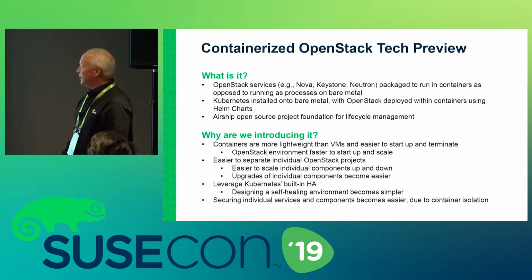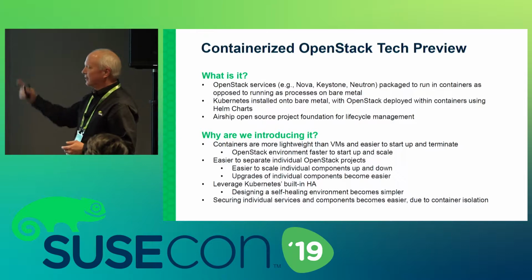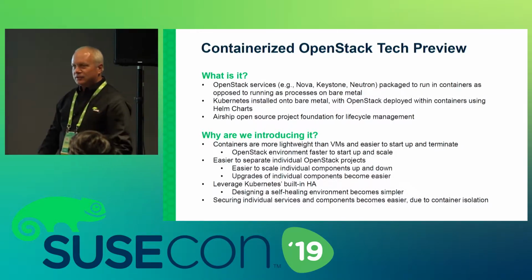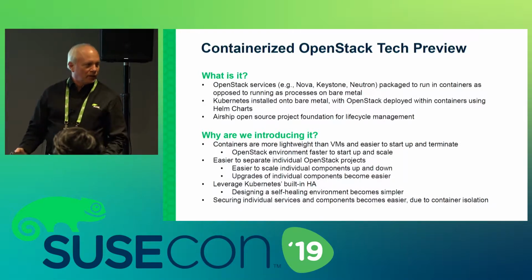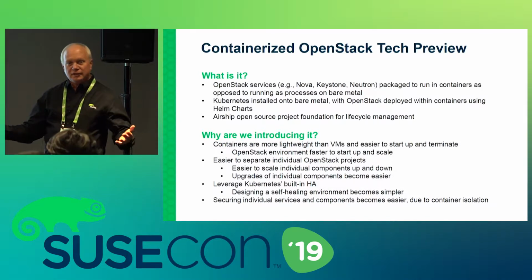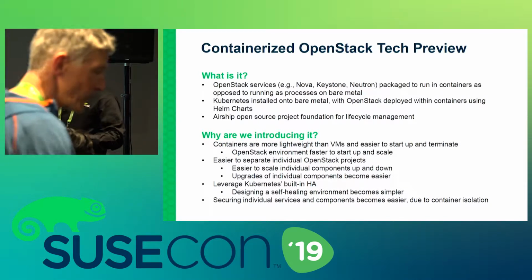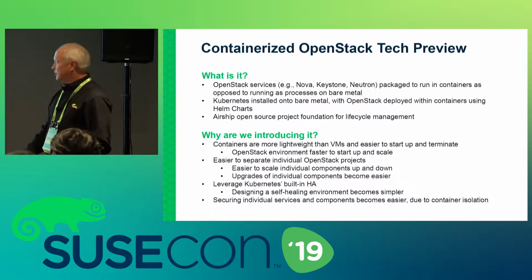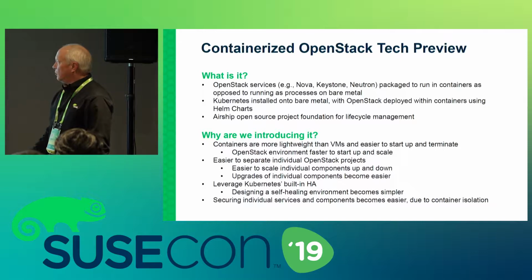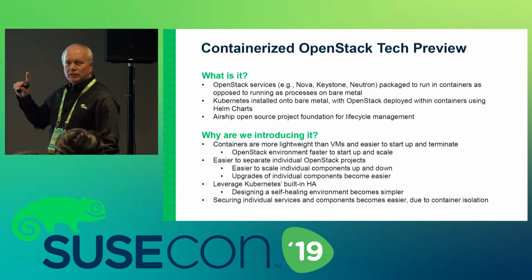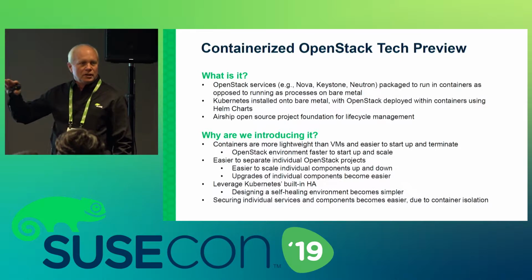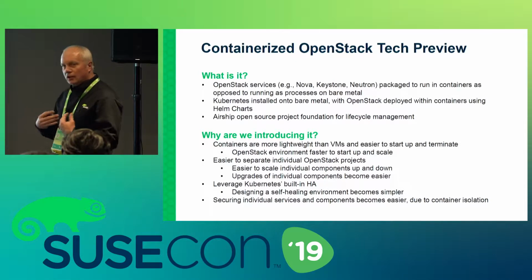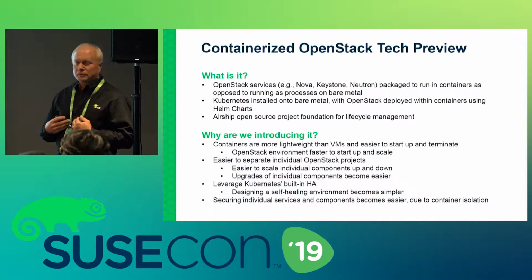So why are we doing this? First off, what is it? If you think about any application, you can pretty much containerize any application. OpenStack is an application, and typically it's laid down on bare metal with a control plane and a compute plane and storage, et cetera. What we're going to do is lay down the OpenStack services as containers on top of Kubernetes. Of course, we're going to use our Kubernetes distribution, Container as a Service platform.